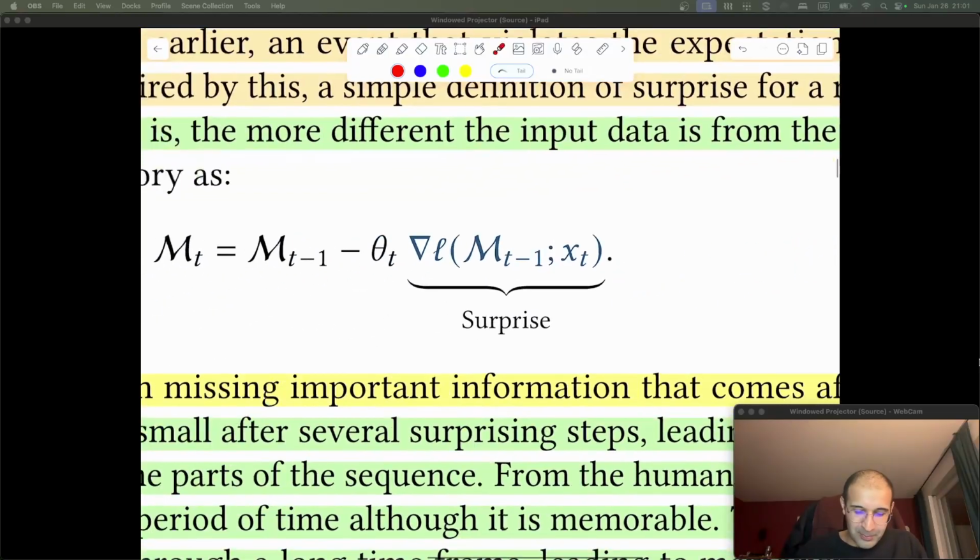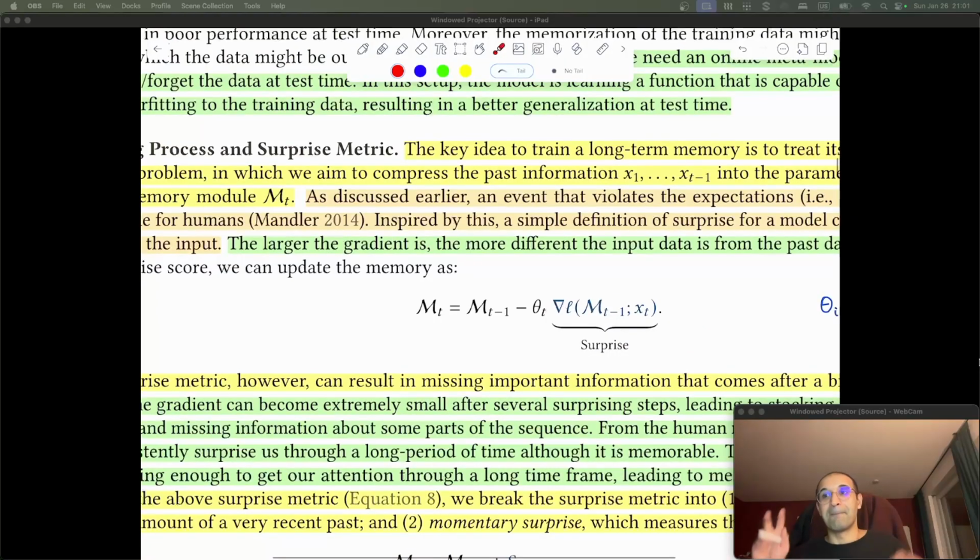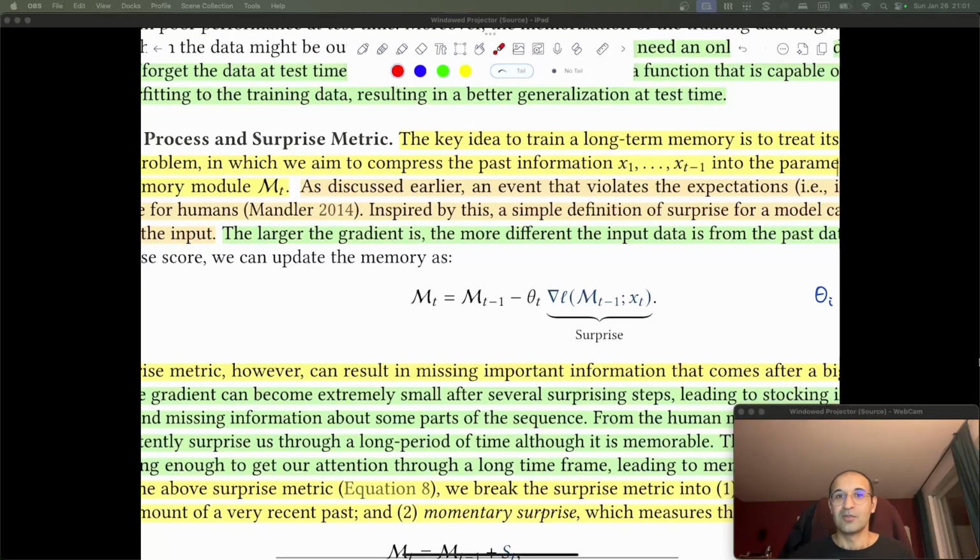And this is what we do here. We say we want to update our memory in such a way that we minimize this loss here, which is the memorization loss, the reconstruction loss that we saw before. It is a loss that tells us that if I ask the memory to retrieve some information, which is the key projection of the data, it should recreate this data.